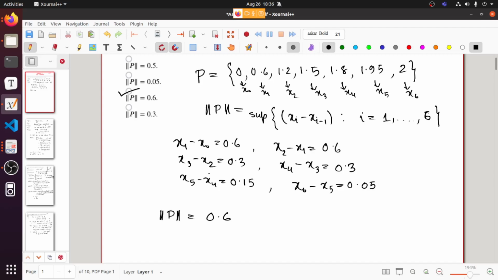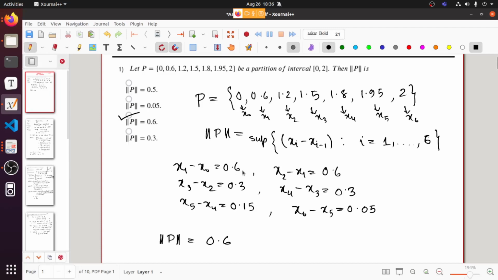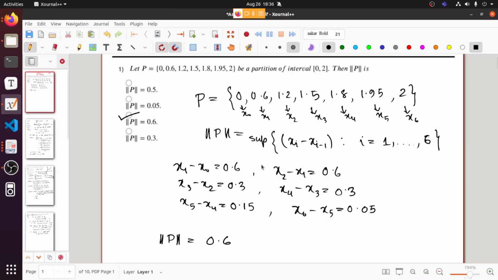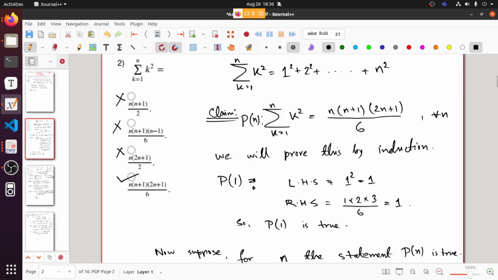So now find which one is the maximum. You can easily see 0.6 is the maximum. So the norm of the partition will be 0.6, right? Is it fine? Okay, so this is the first question we have done. Let's now move to the next question.